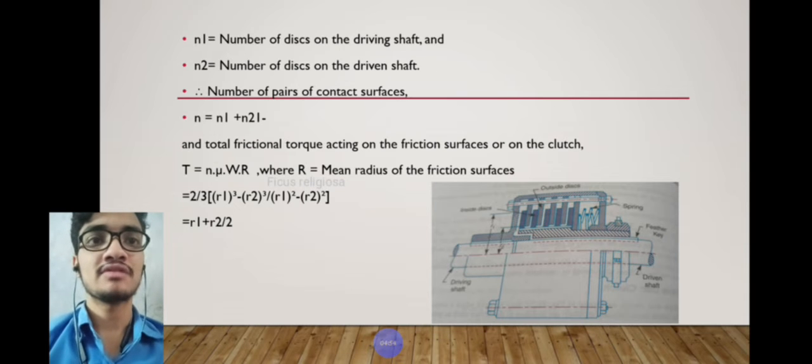N1 is the number of discs on the driving shaft, N2 is the number of discs on the driven shaft, and N is equal to N1 plus N2.